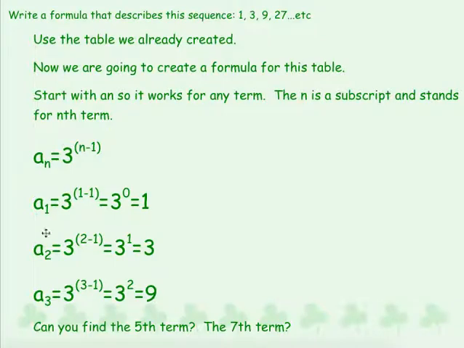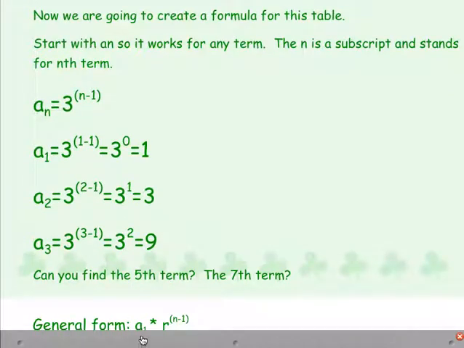term. A sub 2, second term should be 3, and we do get 3 to the 2 minus 1, so 3 to the first is 3. Third term, we should get 9, and we do. 3 to the 3 minus 1, so 3 squared is equal to 9.